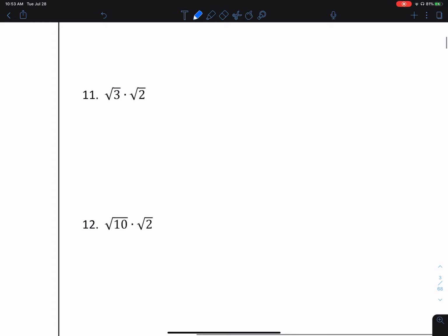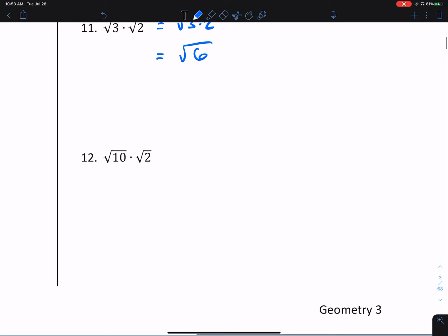Number 11, square root of 3 times square root of 2. Let's say we make this into prime factors. It's already in prime factors. There are no repeating factors, so there's no pairs. So all we're left to do is multiply those together and we get square root of 6.